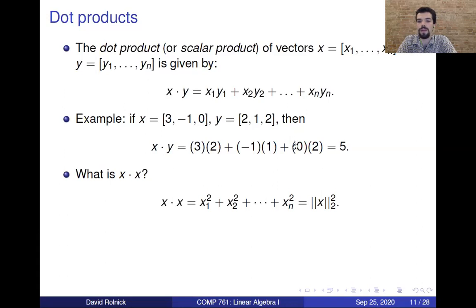Yeah, it's the L2 norm squared. If you plug that into the definition, it's the sum of the squares of the individual components of x, which is just the L2 norm squared. Awesome.